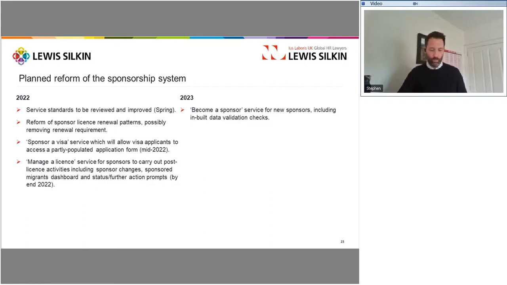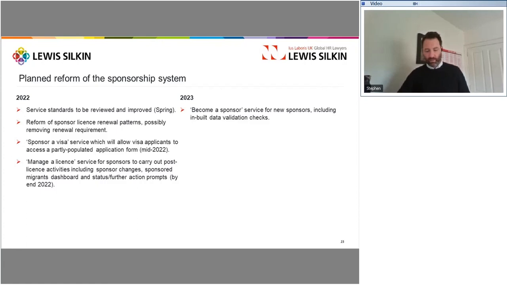As part of the overall plan, they're introducing a new set of packages, and one of the first packages to be introduced mid-year this year will be the sponsor a visa service, which is a streamlined process whereby the employer or their representatives can share a pre-populated visa application form with the candidate, with things like the role information already included and brought across from the sponsor. Then there's the manage a license service, which is for sponsors to carry out post-license activities, including sponsor changes, having a sponsored migrants dashboard and status, and then prompts to help applicants make the right reports at the right time.